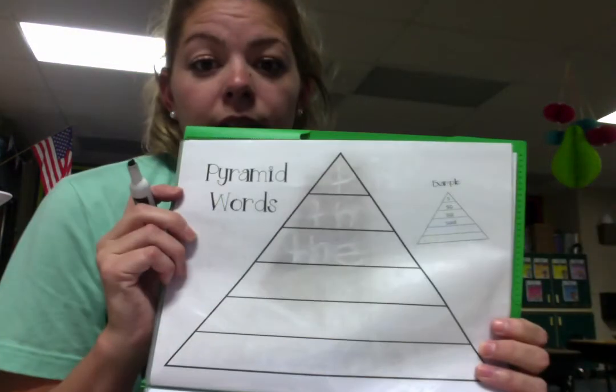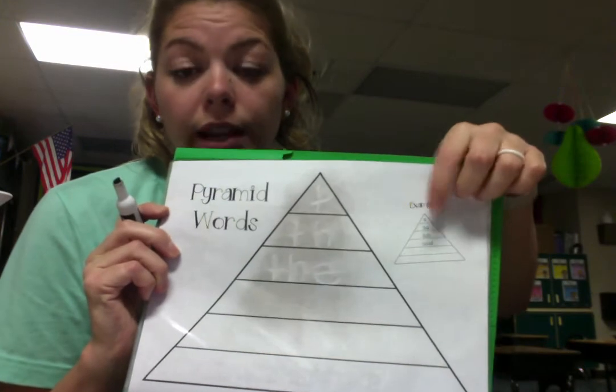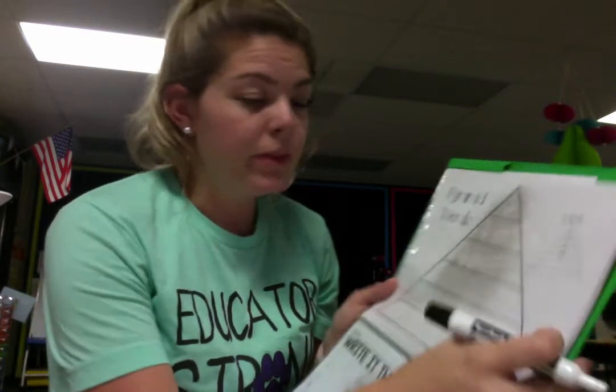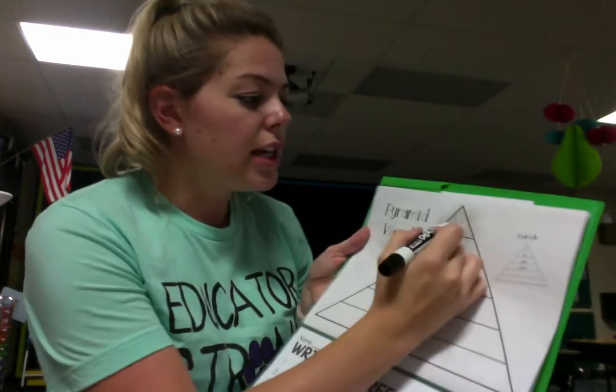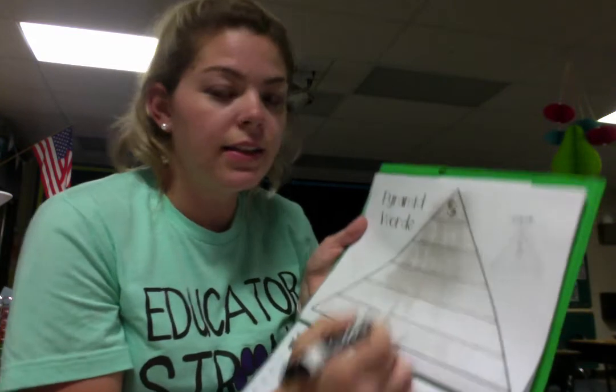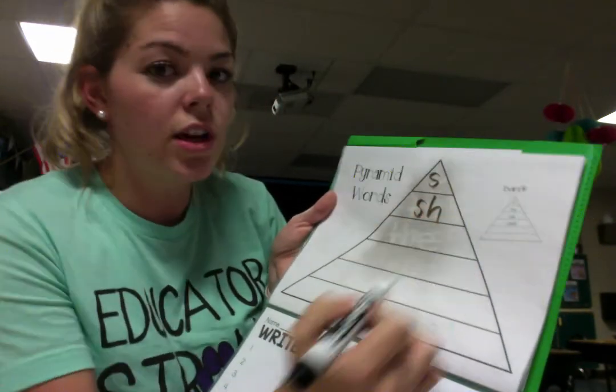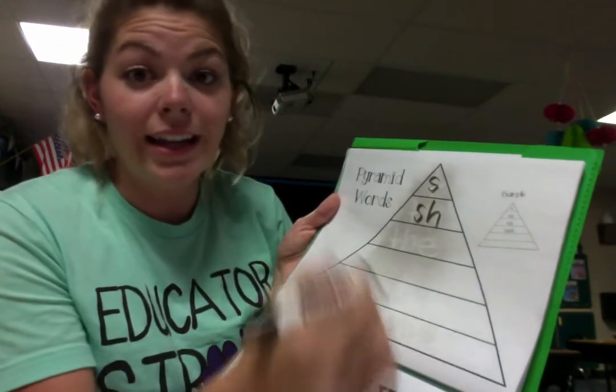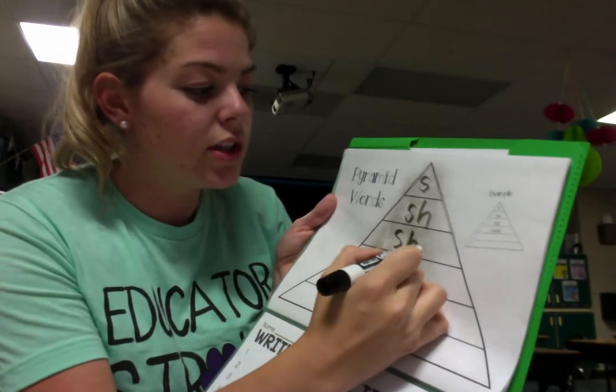you roll on Seesaw. The next activity is called pyramid words. For this activity, there's an example right here to help you, but for this one you're going to spell the words one letter, adding one letter at a time. So if I was doing the word she, I would start with S, then I would do SH. Then if I go down one more, I can add another letter, SHE.